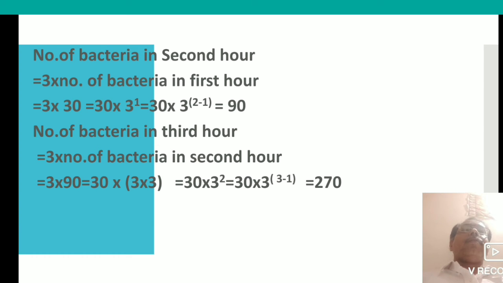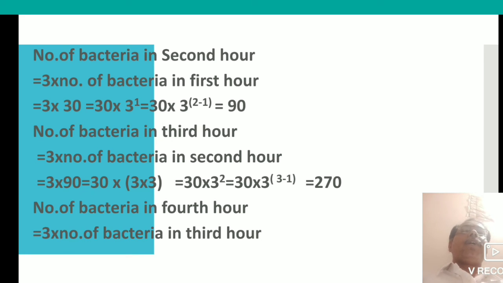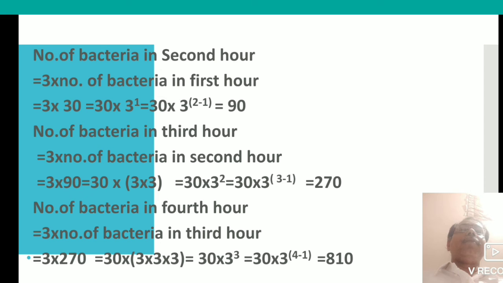See this here. Number of bacteria in the fourth hour: simply you can write 3 into the number of bacteria in the third hour. That is 3 into 270. And again that 270 can be written as 30 into 3 into 3, and already we have this 3. So 30 into 3 into 3 into 3, that is equal to 30 into 3 power 3. Again that is equal to 30 into 3 power 4 minus 1, which is equal to 810. See the pattern, children.